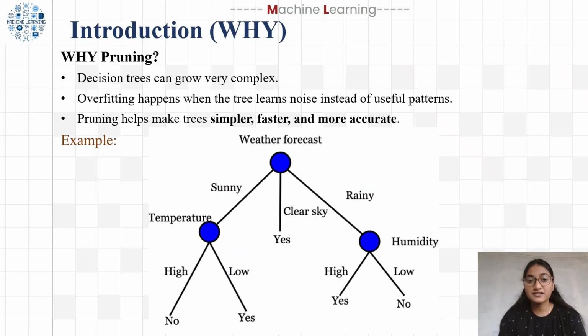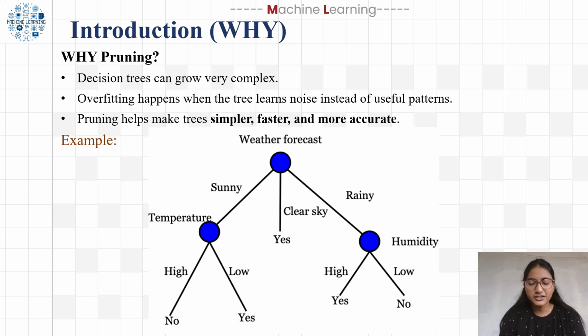So, first, let's answer the question, why do we need pruning in decision trees? Well, decision trees naturally keep growing. They can split on small details again and again. So, if we allow this unlimited growth, then the tree may start learning noise instead of the real pattern. So, that's what we call overfitting.